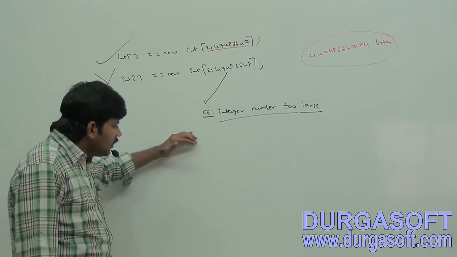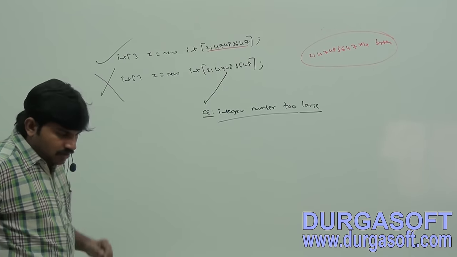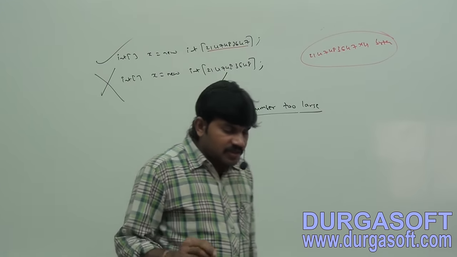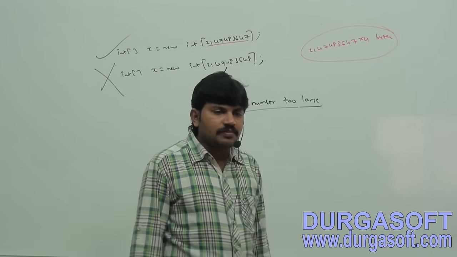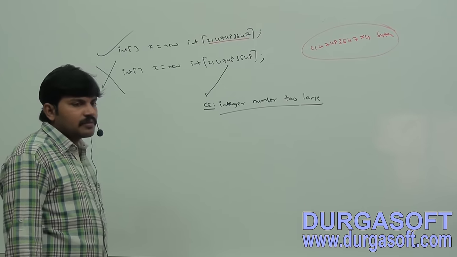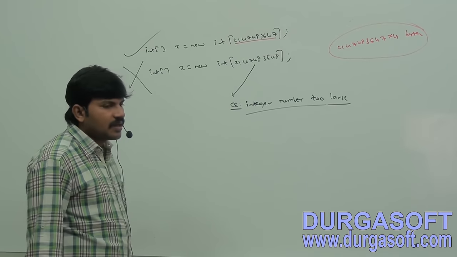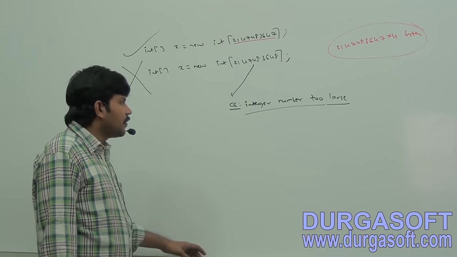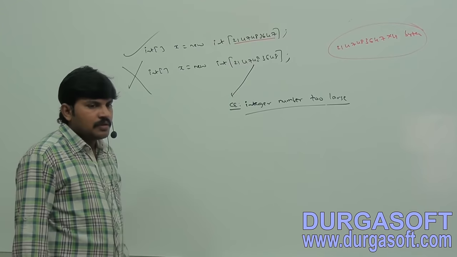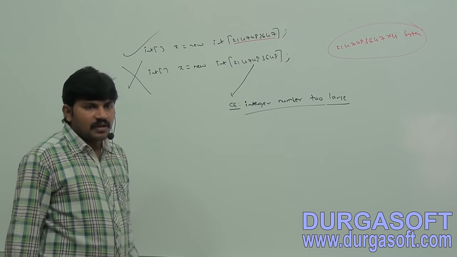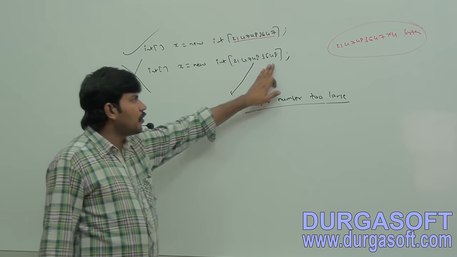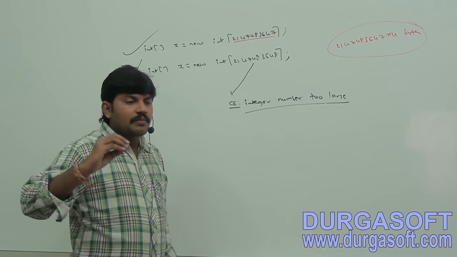Next, add one point. Even in the first case, we may get a runtime exception if sufficient heap memory is not available. So these are the various loopholes you people should be aware of related to one-dimensional array creation.